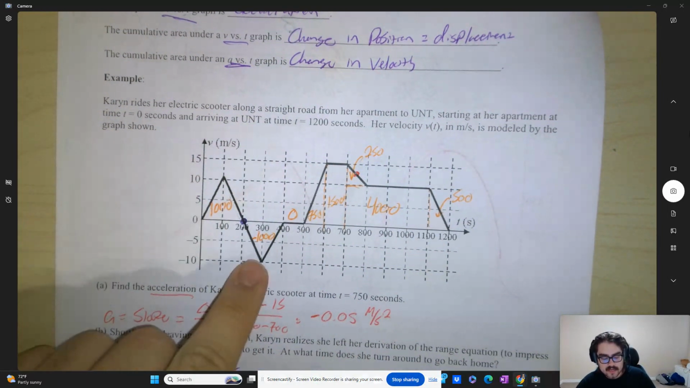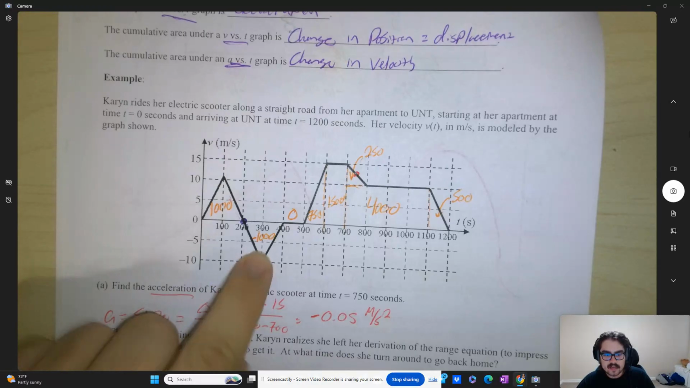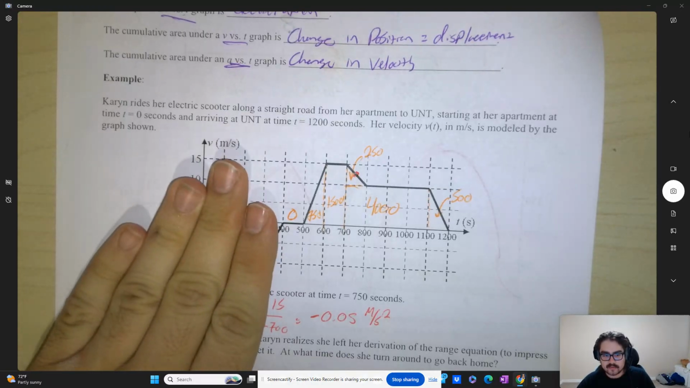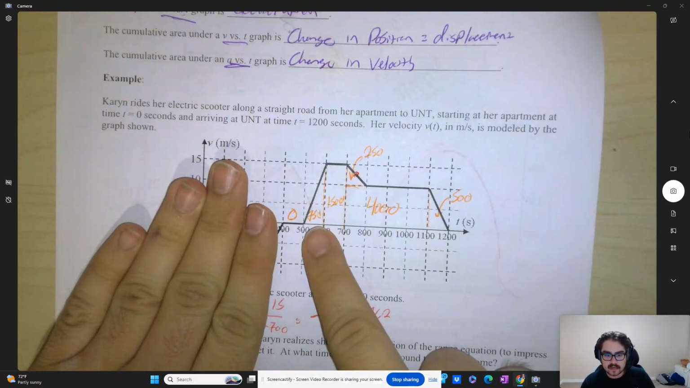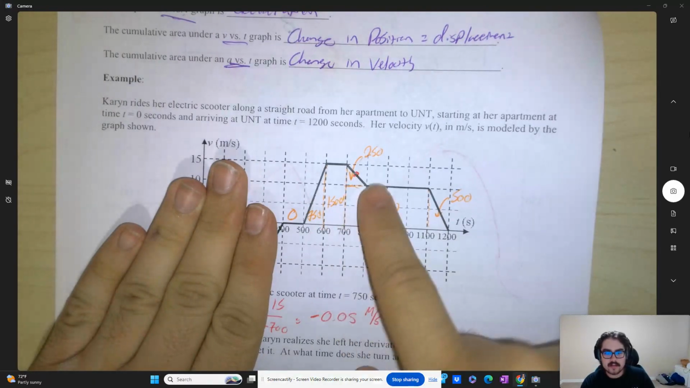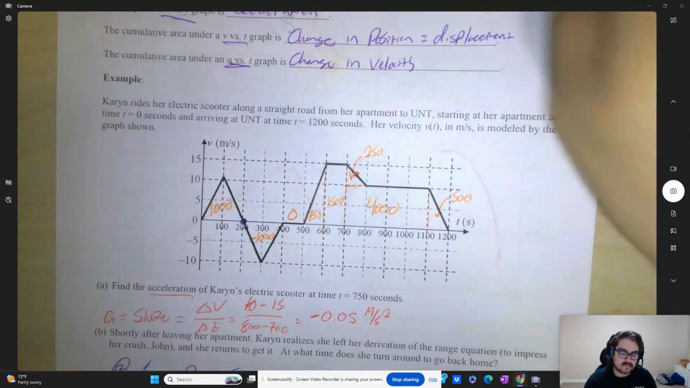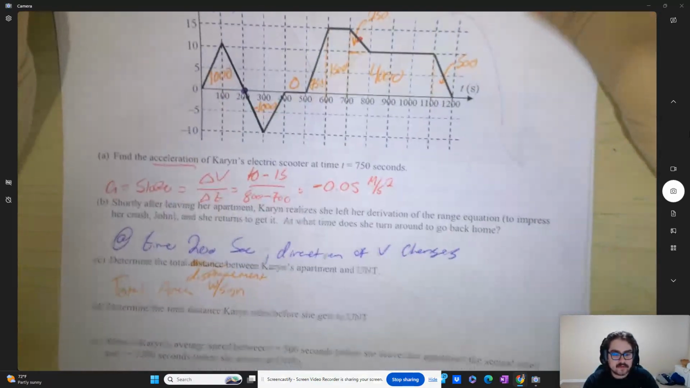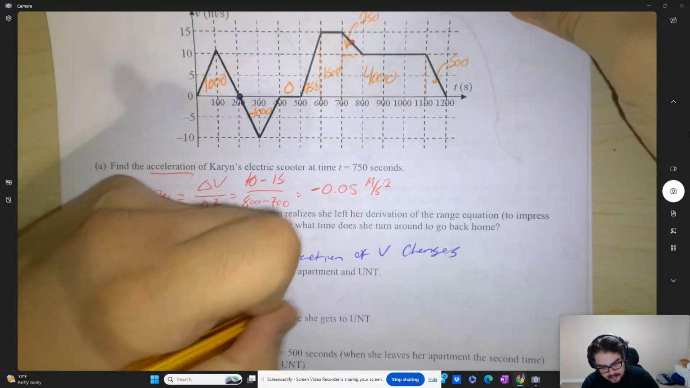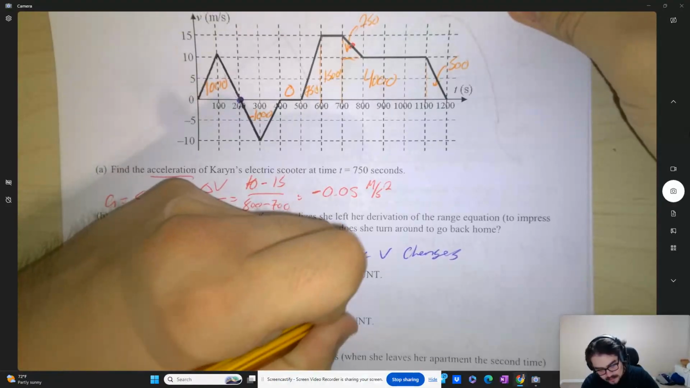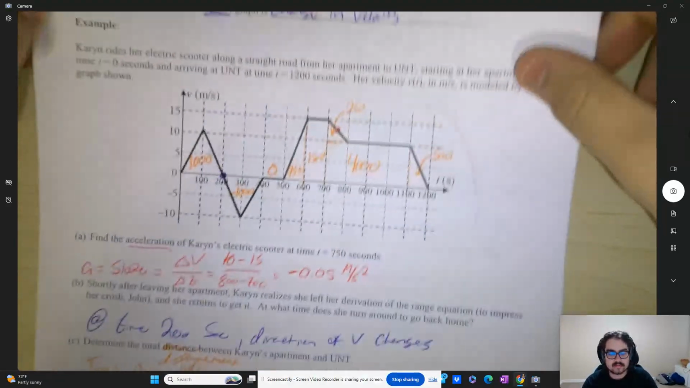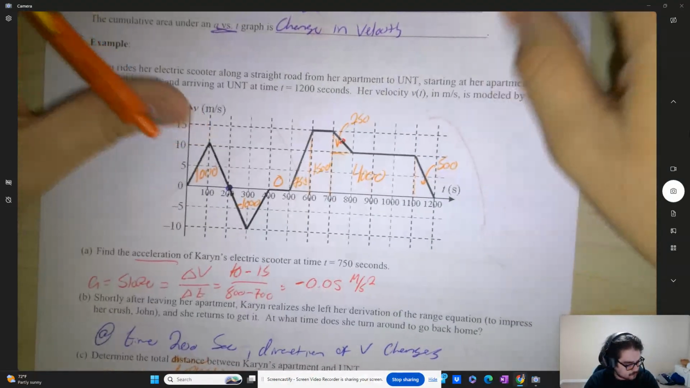You'll notice that the only negative area is this negative 1,000. So really, we're not even going to look at these ones right here. We're just going to look at these ones. 750 plus 1,500 plus 250 plus 4,000 plus 500. And when you calculate it out, I ended up getting 7,000 meters.